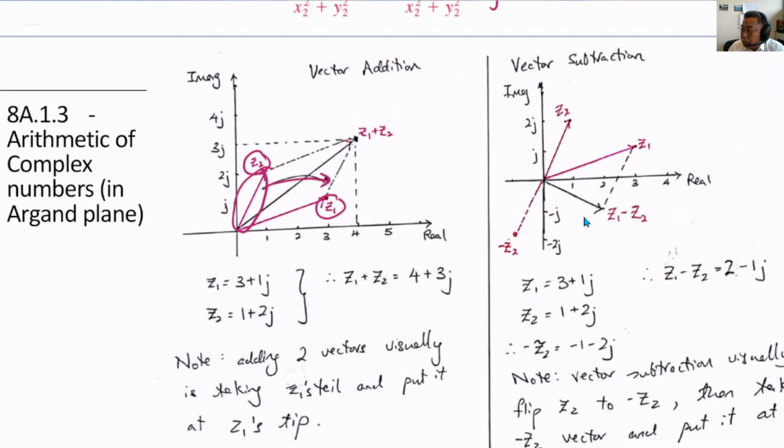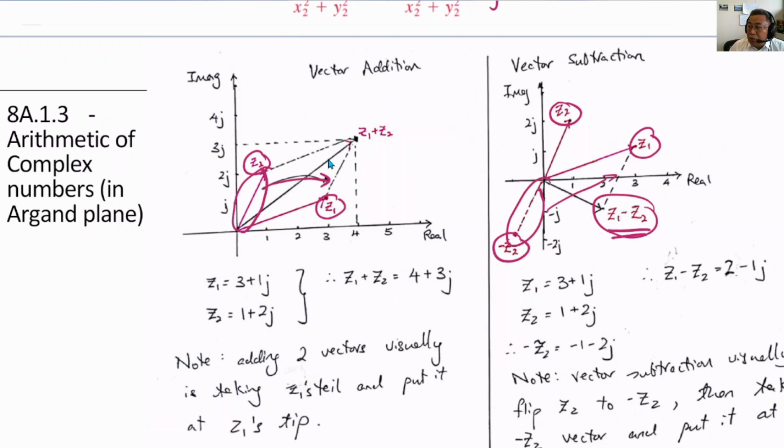What about vector subtraction? Here we are doing z1 minus z2 over here. So what is minus z2? Well, if we have z2 as 1 plus 2j, minus z2 becomes the vector opposite to itself. So we basically flip this the other way around. It is minus 1 minus 2j. Now we take this vector and then we add this vector to the tip of z1. So it's z1 plus minus z2, which is z1 minus z2, and this is the resultant vector over here.